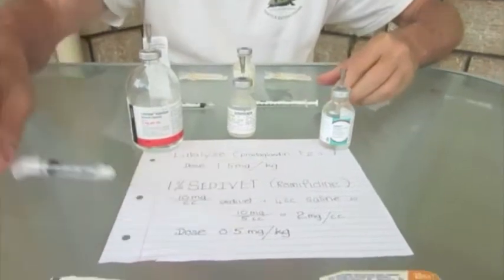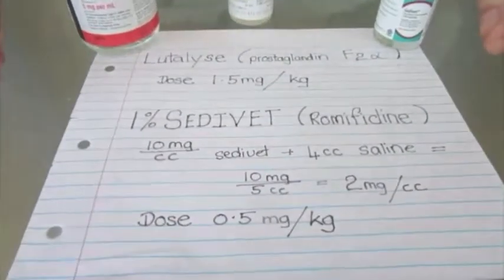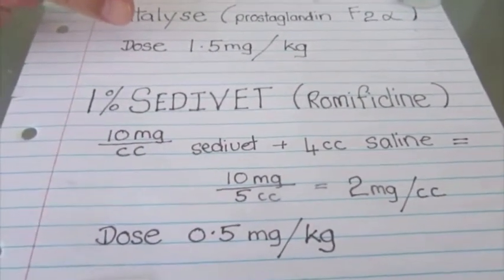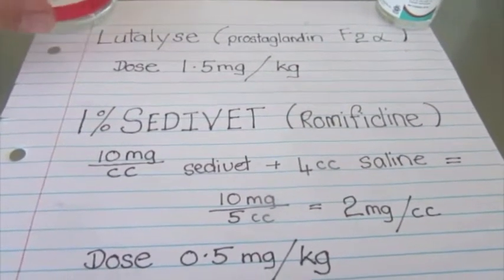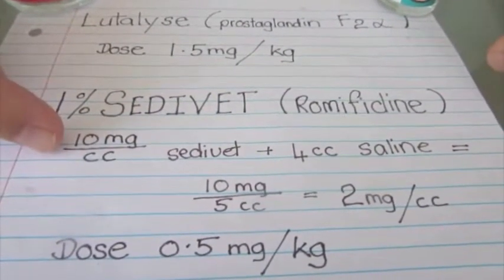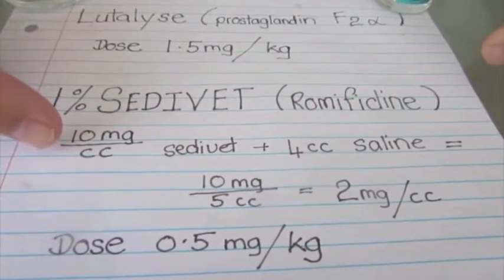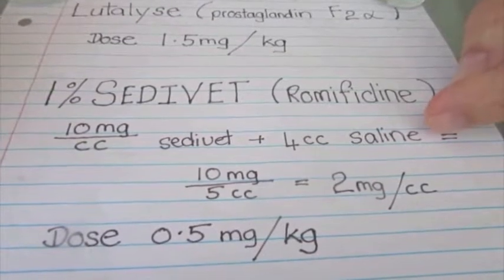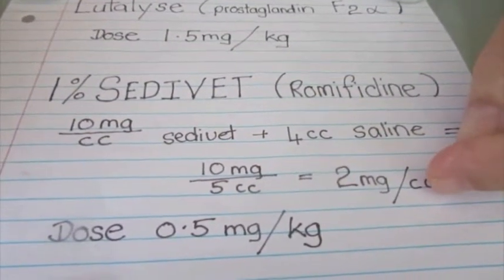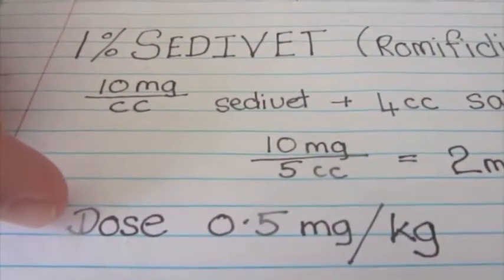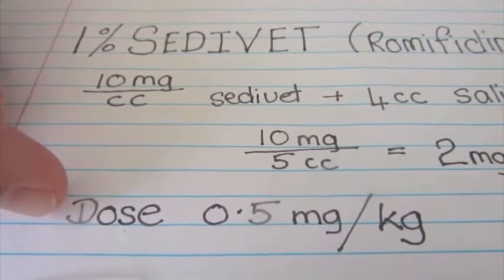The formula we use for the dilution is shown here on this piece of paper. First, I'd like to point out that we use Lutalice undiluted at a dose of 1.5 milligrams per kilogram. The Sedivet, which comes as a 1% solution or 10 milligrams per cc, is diluted by preparing 1 cc of Sedivet and 4 cc's of saline to produce a final concentration of 2 milligrams per cc. And the dose of Sedivet is 0.5 milligrams per kilogram.